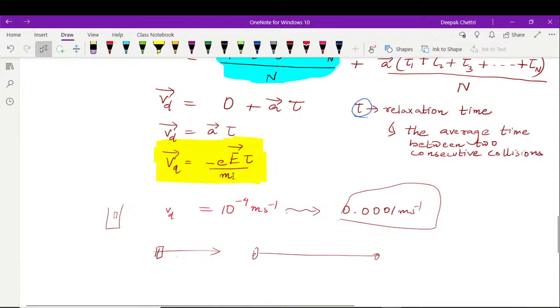Okay, so we will stop here today, right? We will leave it with the expression of drift velocity. This is the expression of drift velocity. Tomorrow we will be using this to derive a lot of things. Okay, so I will continue tomorrow.